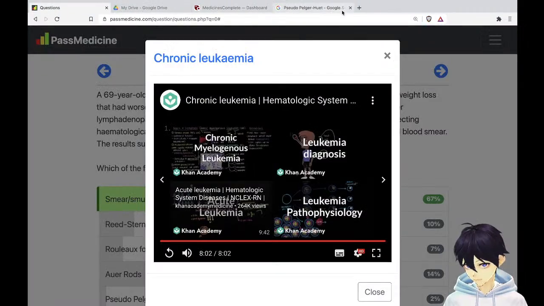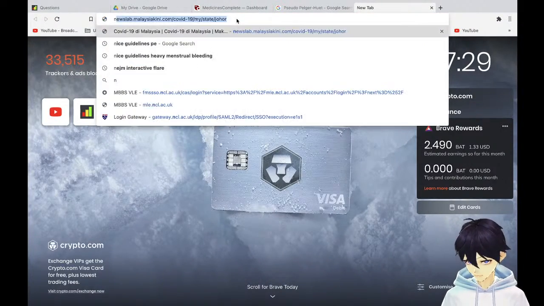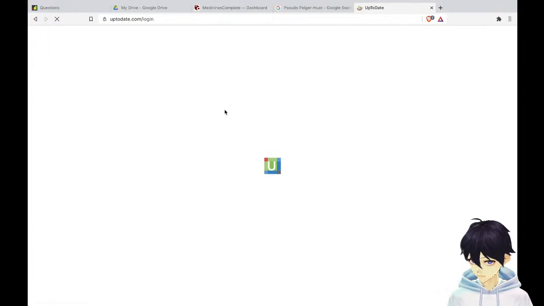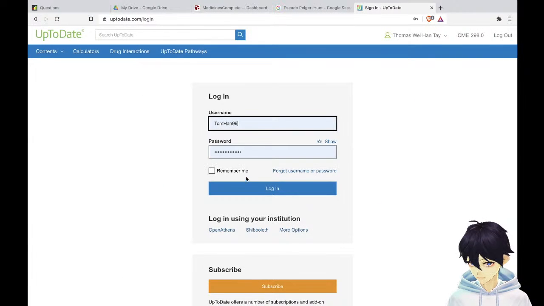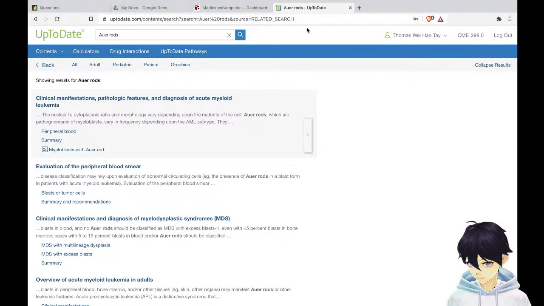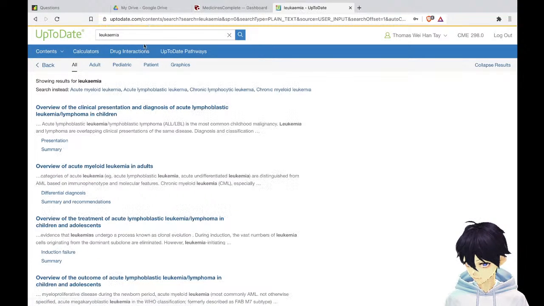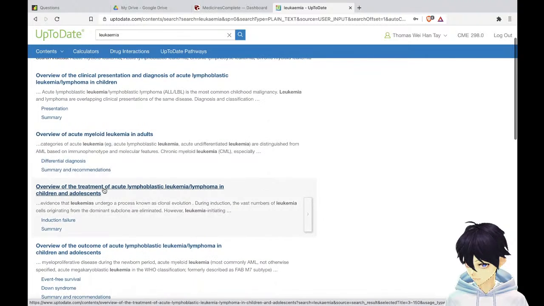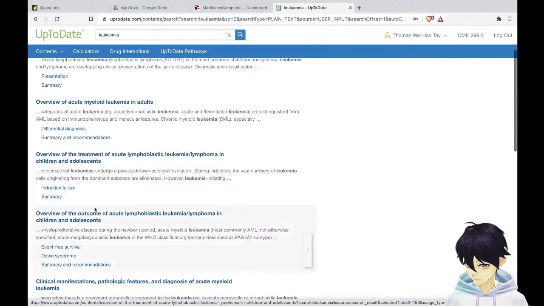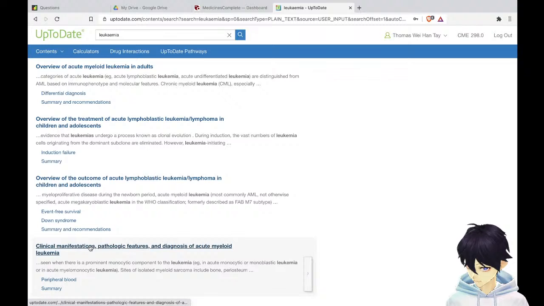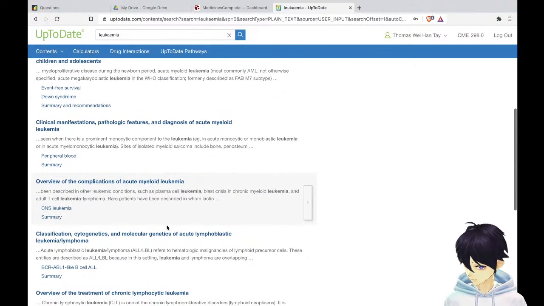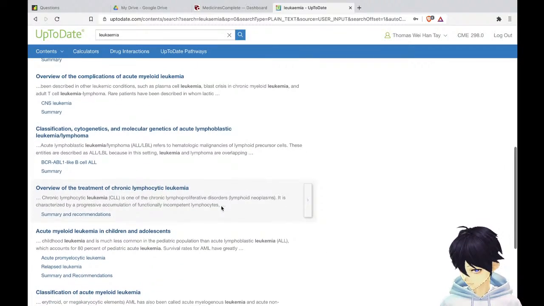Let's look at UpToDate, see if they have a nice article on leukemia. You don't have an overview. So we need to learn about each leukemia one by one.